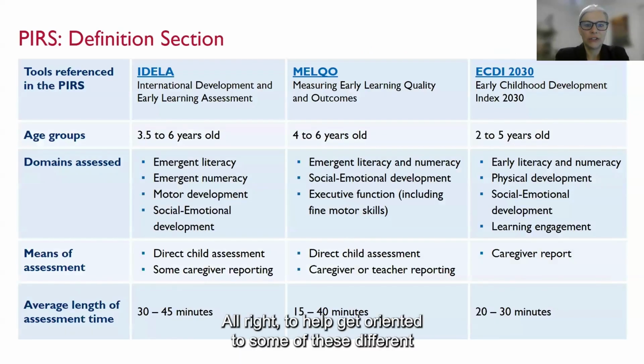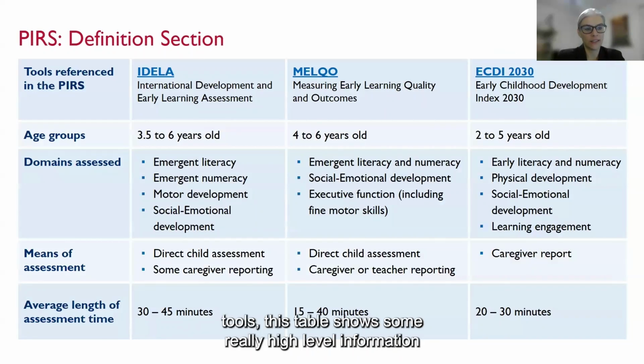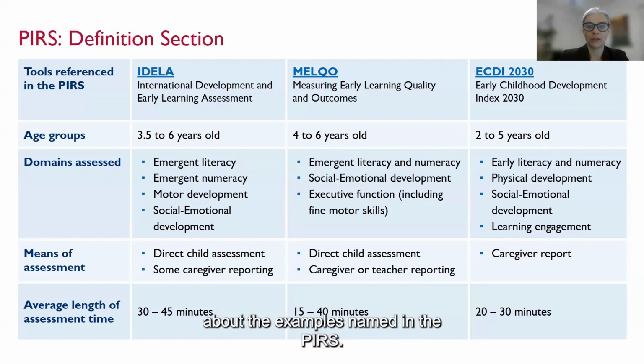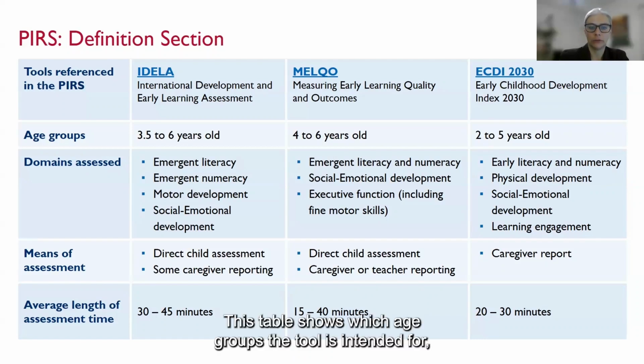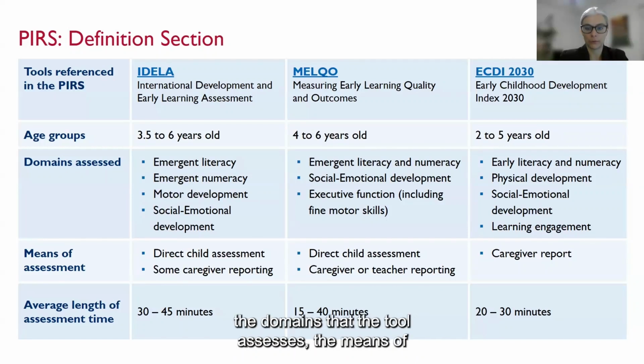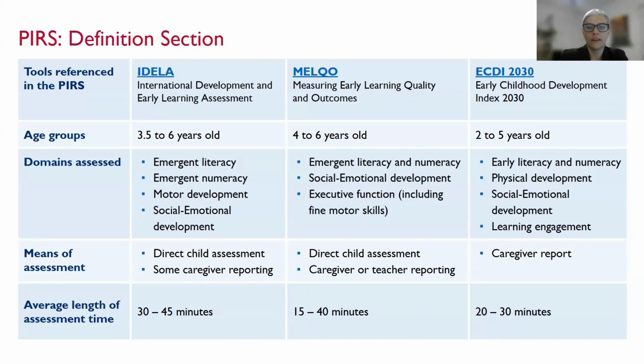All right. To help get oriented to some of these different tools, this table shows some really high-level information about the examples named in the PEERS. So you can see for the IDELA, the MELQO, the ECDI 2030, this table shows which age groups the tool is intended for, the domains that the tool assesses, the means of assessment or how that information is collected, and the average length of time.